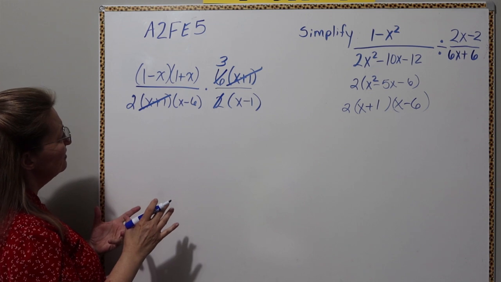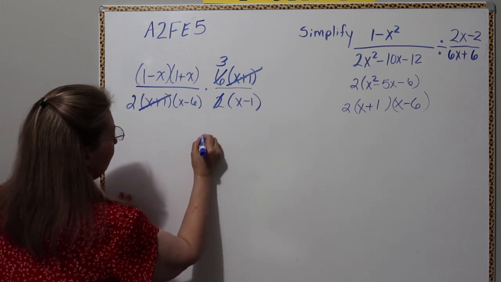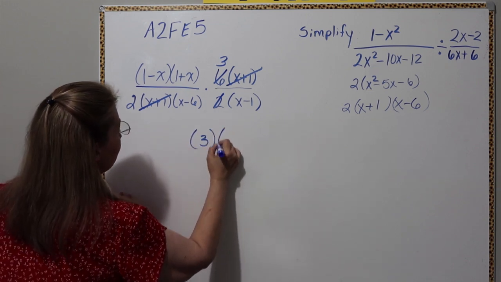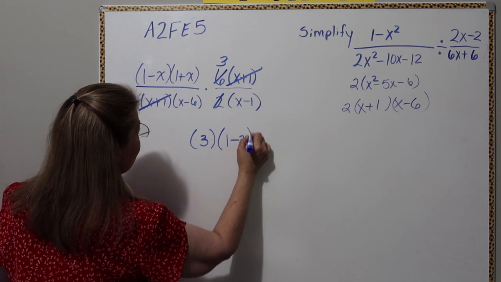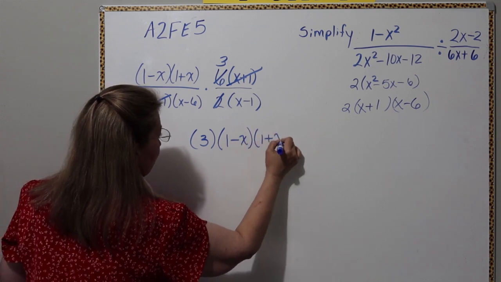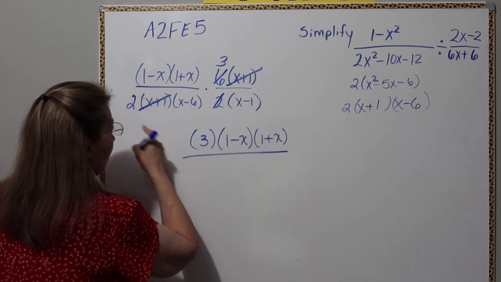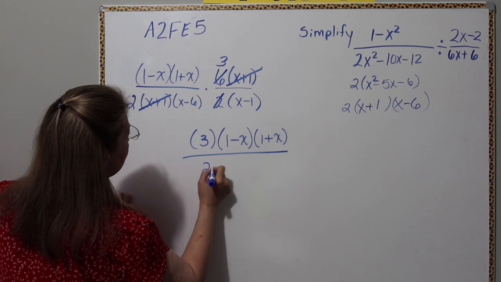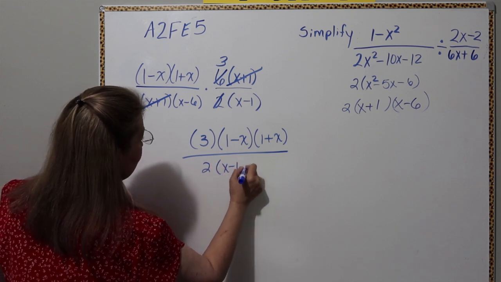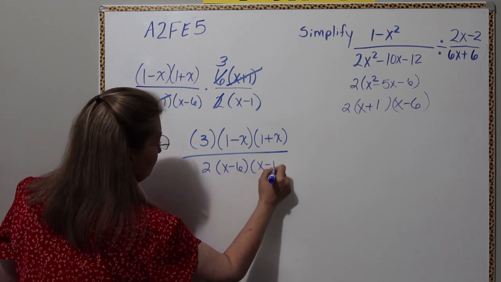So let's clean this up a little bit. Let's see what we have left. For a numerator, I have 3 times 1 minus x, 1 plus x. And my denominator, I have 2 times x minus 6, x minus 1.